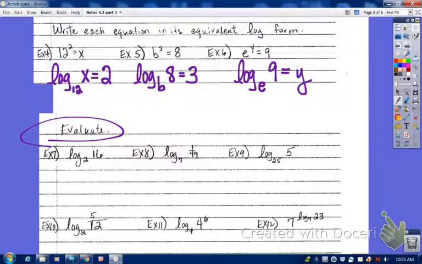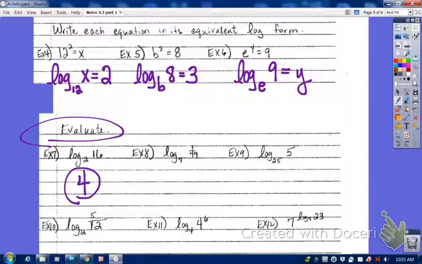Now they're asking us to evaluate. So 2 is our base, and 16 is our answer. So we're looking for the exponent that we would raise 2 to get 16. So 2 to what power is 16? 4. So they're asking you to evaluate log base 2 of 16. So we know the base is 2. We know the answer is 16, so we're looking for the power. You're supposed to be able to do these in your head.